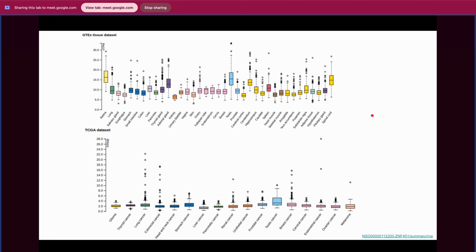Similarly, if you further scroll down, then there is the GTEx tissue dataset and TCGA, which is The Cancer Genome Atlas. GTEx is the Genotype-Tissue Expression for normal tissue. So in the normal tissue, how is the expression present, and in TCGA, the cancer tissue specific expression of this particular gene. As we can see, it is very low, which means that this gene is not specific to any of the cancer.